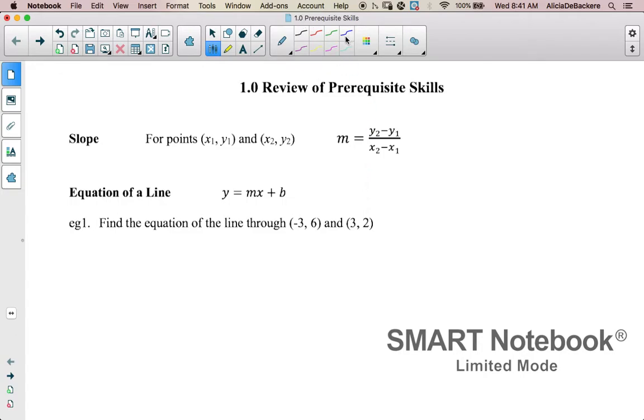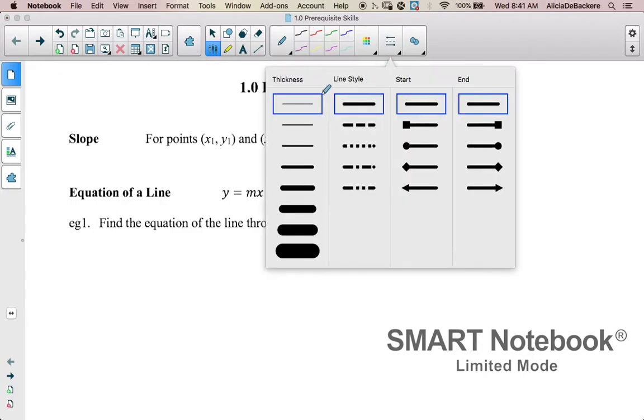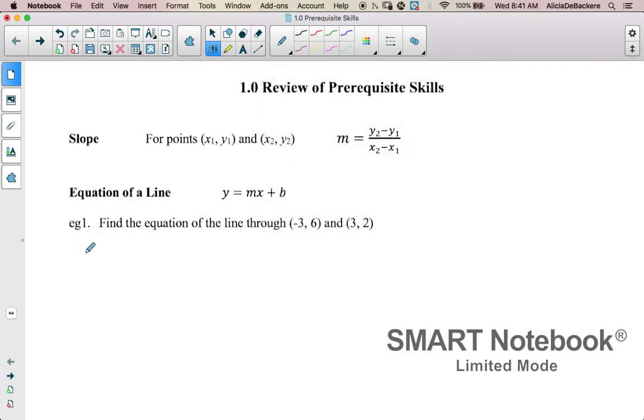In order to find the equation of the line, the first thing I have to do is find the slope. So I'm going to start with my equation for finding the slope. And then I'm just going to fill in the numbers that they've given me. So again, I'm going to put the second point first, and then I'm subtracting the first point.